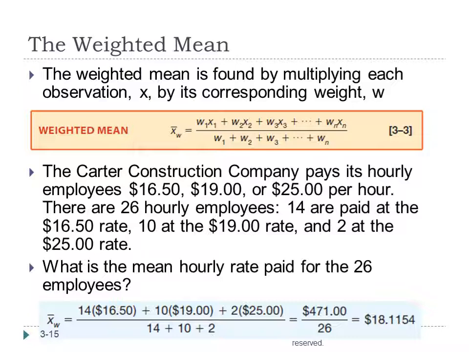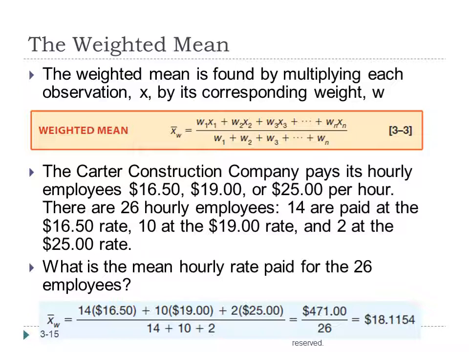What is the mean? Here it will be a weighted mean. We want to calculate the mean hourly rate paid for the 26 employees. This is a weighted mean. Take each data value and multiply it by its weight. Add all those products. Divide by the sum of the weights. The sum of the weights here now is 14 plus 10 plus 2, which is equal to 26. The total of the products is $471 divided by 26, which is the sum of the weights.